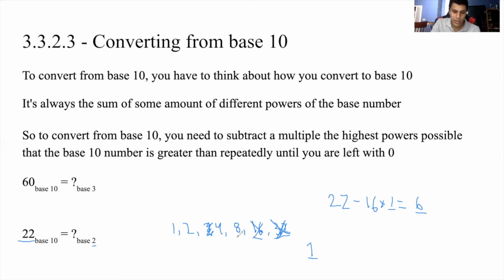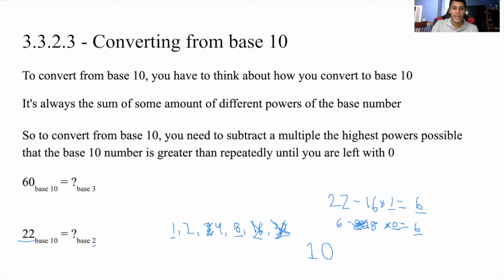So our next highest one is 8. How many times does 8 go into 6? Well, 8 goes into 6 0 times, so 6 minus 8 times 0 equals 6, right? Because 8 times 0 is 0. And since it goes into it 0 times, we put 0 as our next base 2 digit. So far our number is 1, 0, and we still have 6 remaining. We haven't gone to the ones place yet, so we have to keep going.